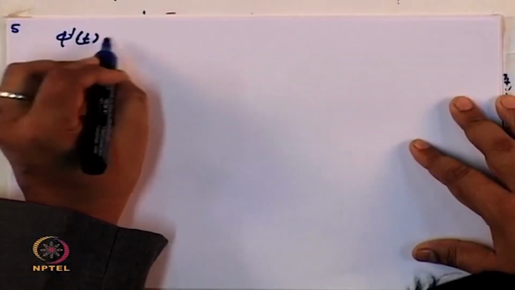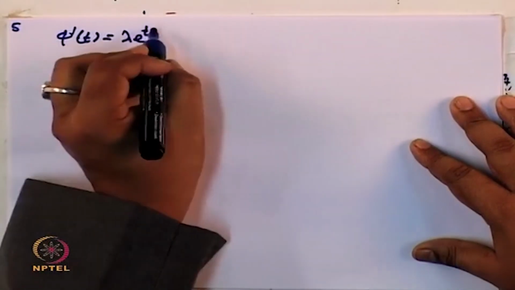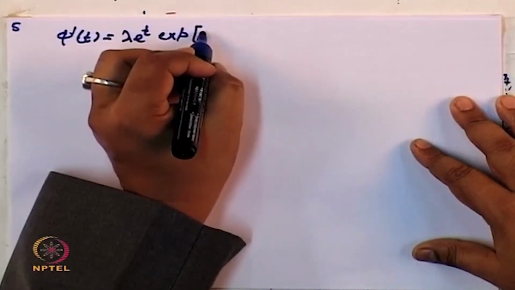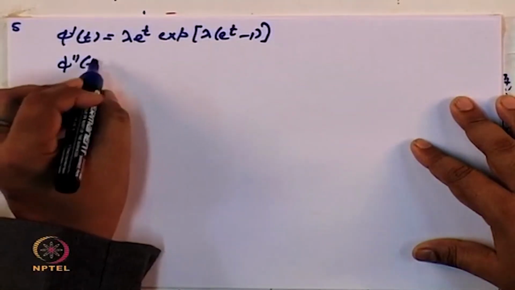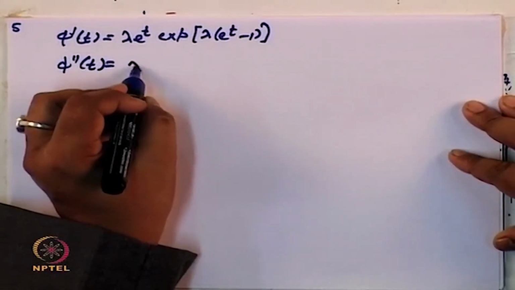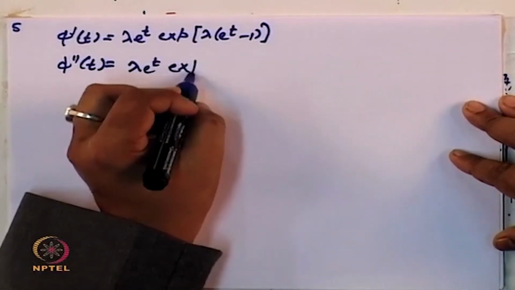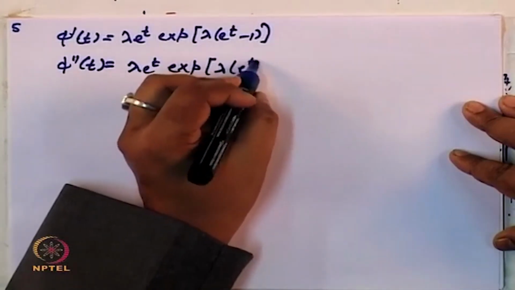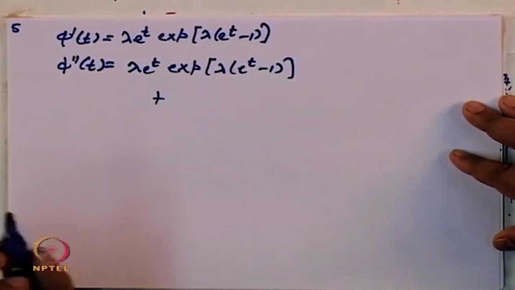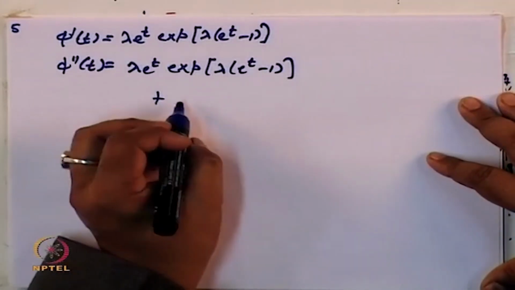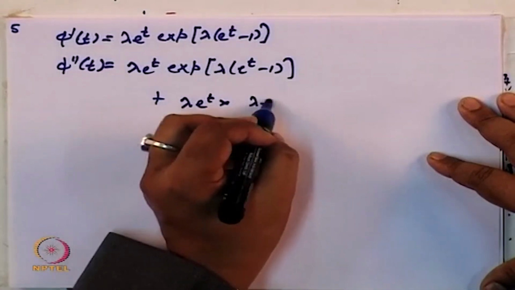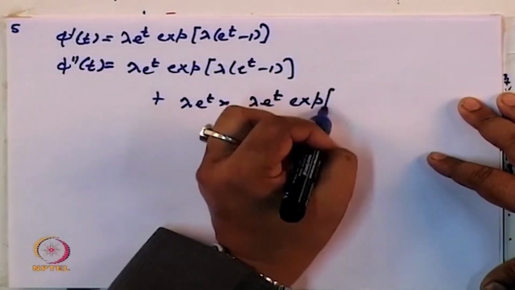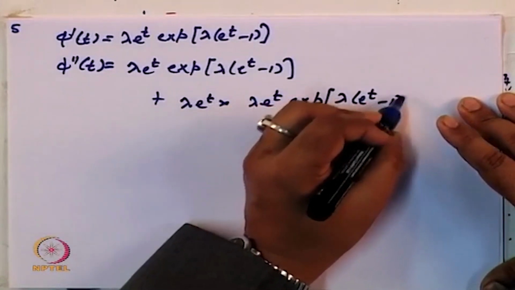Okay. So, phi prime t is given by lambda e to the power t into exponential lambda into e to the power t minus 1. So, I can write phi double prime t is equal to lambda e to the power t into exponential lambda into e to the power t minus 1 plus, okay, the derivative of that, which means lambda e to the power t into lambda e to the power t exponential of lambda e to the power t minus 1.